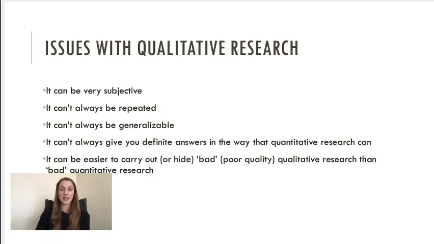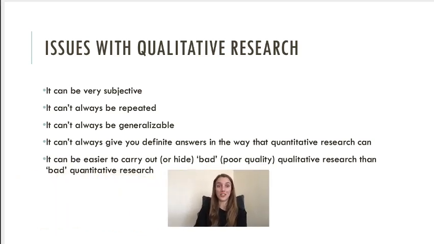All right, so lastly, our issues, lots of issues and concerns in this particular topic. But it can be subjective. All right, remember our difference between subjectivity and objectivity. It's hard to be objective. It's hard to be matter of fact or concrete because we're using our own interpretations. It can't always be repeated, all right, not in the same way that an experiment can. It can't always be generalizable. Sometimes it's more specific to a smaller set of participants or a smaller set of scenarios, so we don't have as much generalizability. It can't always give you definite answers in the way that quantitative research can.